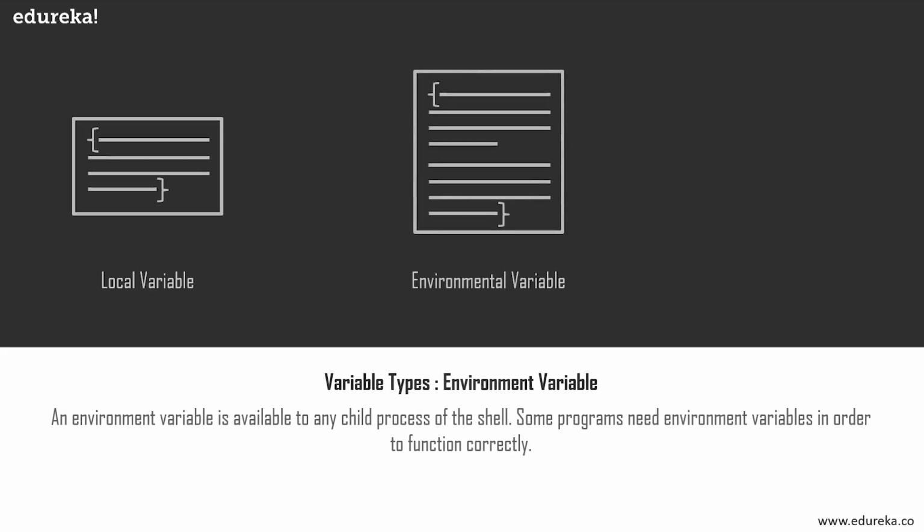Then you have your environmental variable. An environmental variable is available to any child process of the shell. Now, some programs need the environmental variables in order to function correctly. Usually, a shell script defines only those environmental variables that are needed by the programs that it runs.